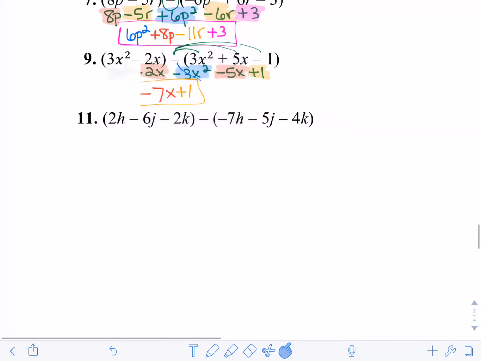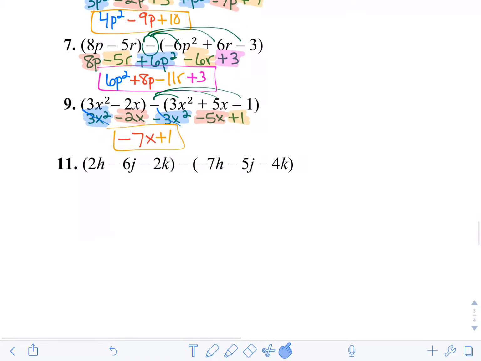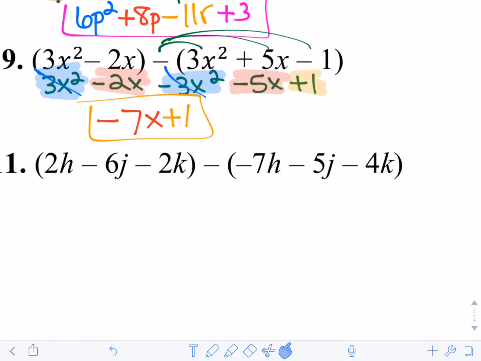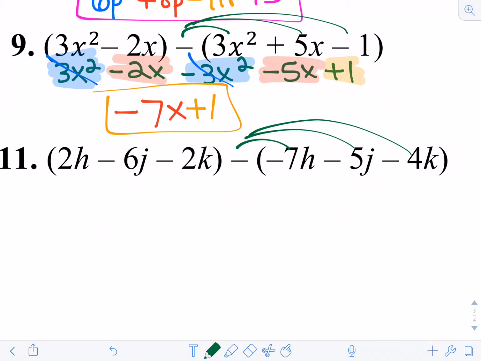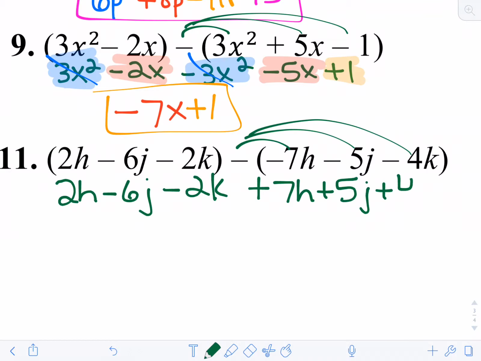Alright, we got 2 more, and then we're done. Okay, so for this one, again, we're going to distribute the negative in front of that parentheses, and then we're going to write everything down. So I have 2h minus 6j minus 2k. Negative, negative, so switch the sign, so plus 7h plus 5j plus 4k.